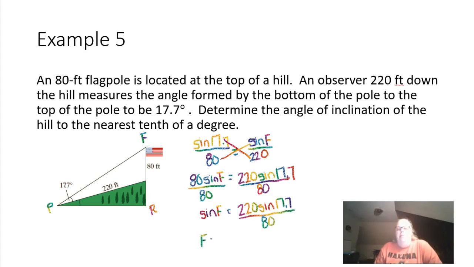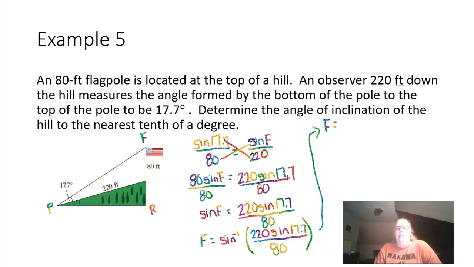That means that angle F is going to be equal to the inverse sine, because remember, if the sine of the angle is equal to our ratio here, that means that the angle is equal to the inverse sine of our ratio. And that's just the definition for our inverse sine there. So we have 220 sine of 17.7 divided by 80. There's our angle F. That means angle F is equal to, all right, let's put this in the calculator. Again, make sure I'm in degrees. And if I'm rounding this to the nearest tenth of degree, I am looking at 56.8 degrees.